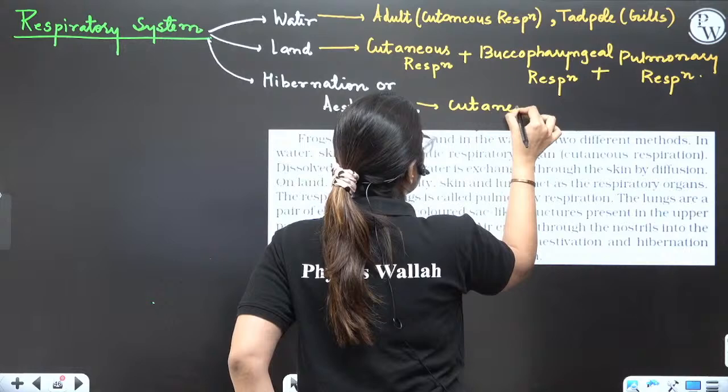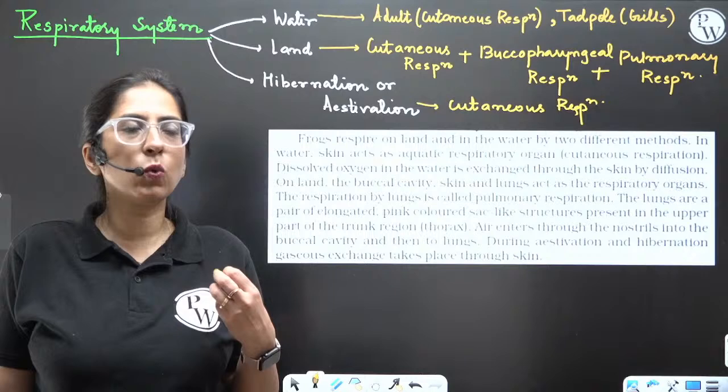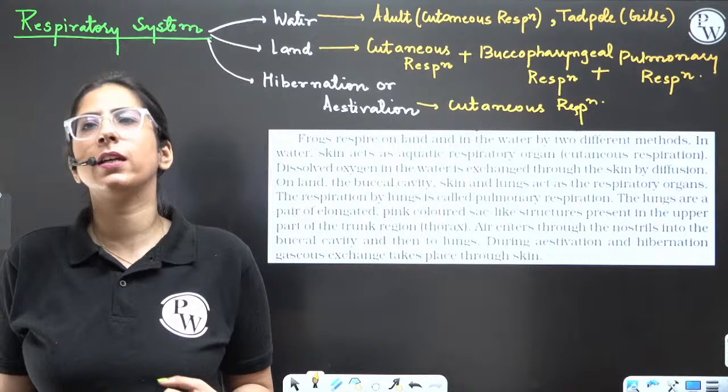They do not have a diaphragm like us. Because they do not have a diaphragm, pulmonary respiration is not that efficient. So they gulp the air like this, and like this they take in the air.